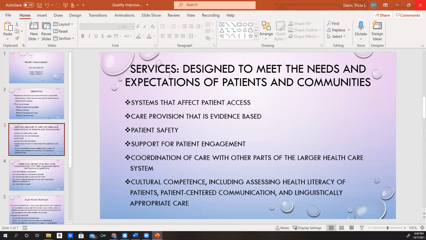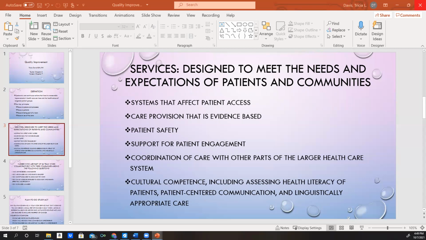So our services are designed to meet the needs and the expectations of our patients and our communities, and that is the truth. So we know that our systems that we have in place right now should meet the needs of our patients. Our care, we have to make sure that the care that we provide is going to be evidence-based. So that's why things are always changing, because we know as time goes on, evidence changes. It should always include patient safety. So that is at the top of the things that we want to provide for our patients. We want to provide care for them, but we also want them to be safe. That care should be very well designed with safety included.